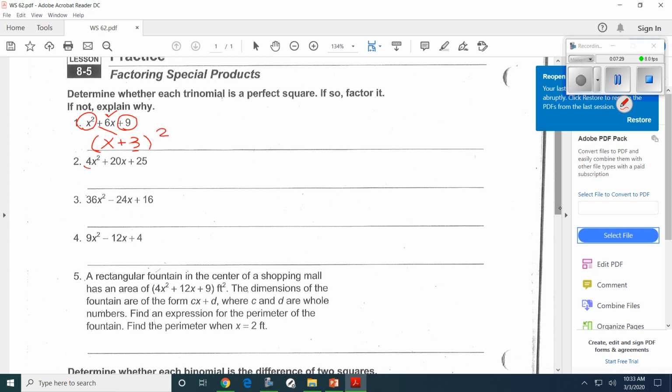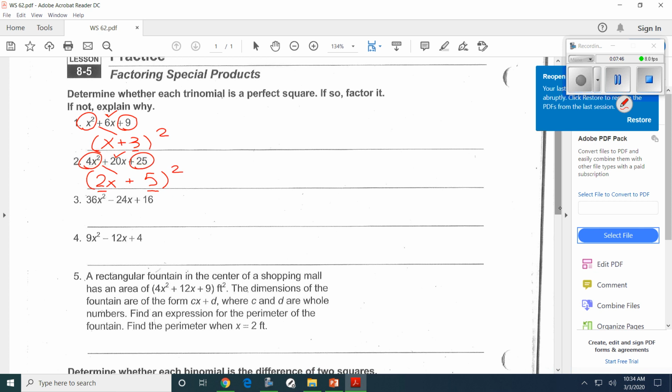Number 2, 4x squared. If we take the square root, that would be 2x. Take the square root of 25, which would be 5. Bring the sign down. Now we need to check it to see if it's true. 2 times 5 is 10, and we double it, it checks as 20. So that is the factored form.